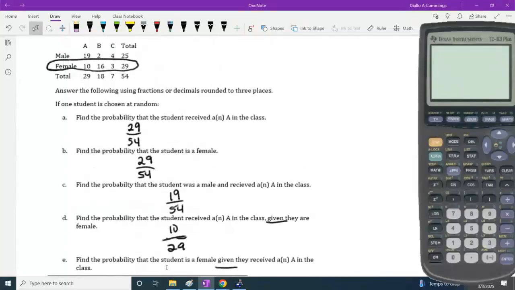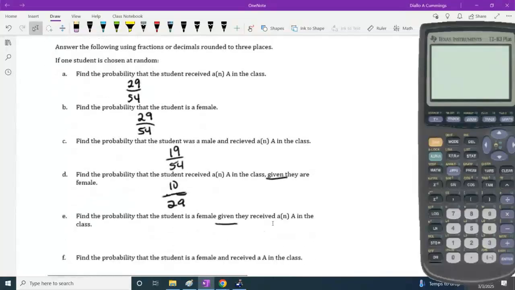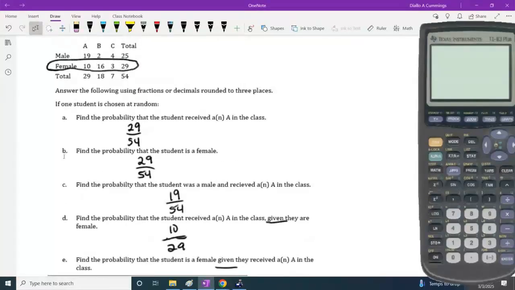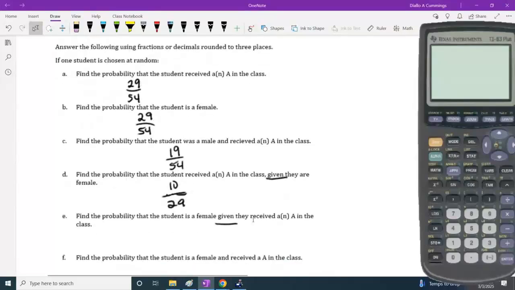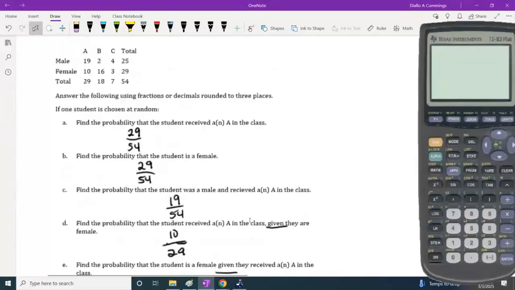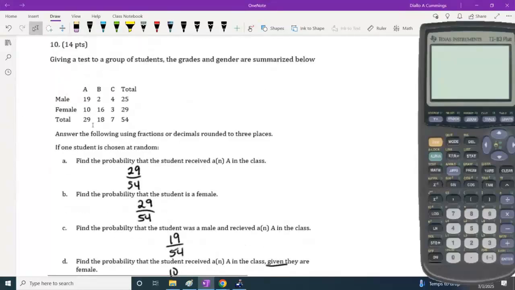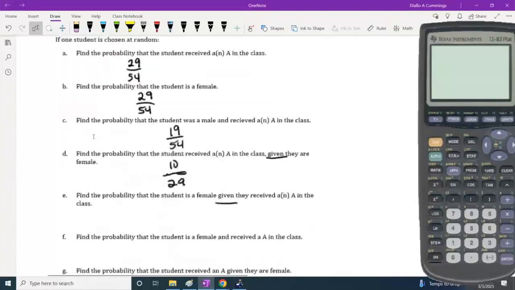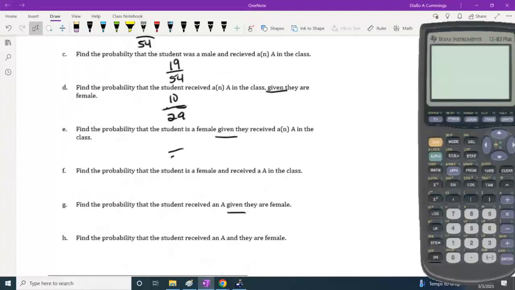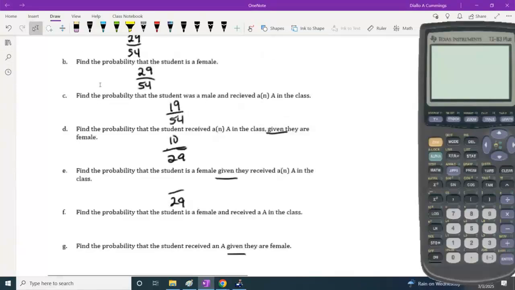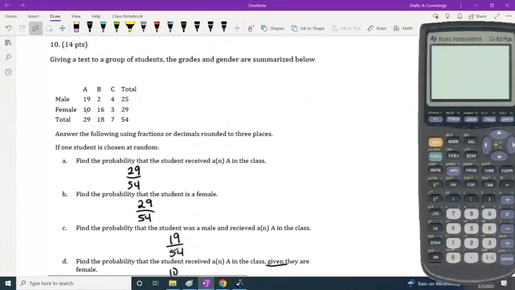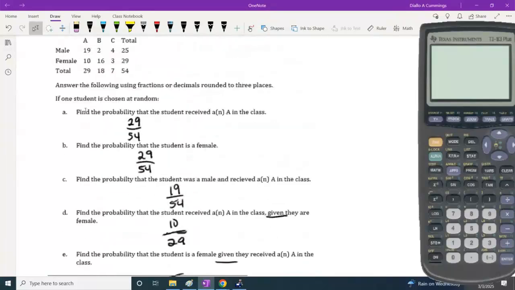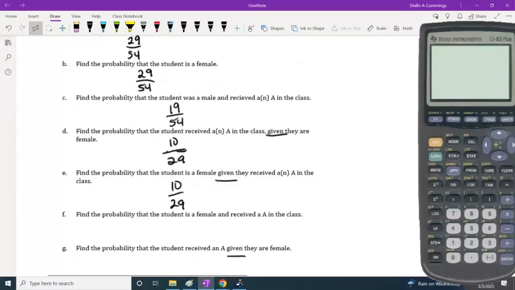For E, it says find the probability that the student is female given they received an A in the class. So what is the denominator for this one? 29 is the A. Right. Well, given, you're right. Given they received A's, so the amount of students total that received A's is 29. So that is the denominator. Out of those 29 students, how many were female? 10. So that probability is 10 out of 29.